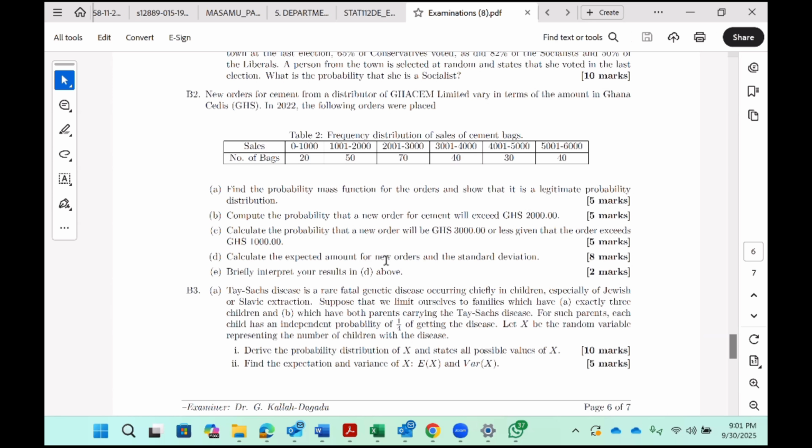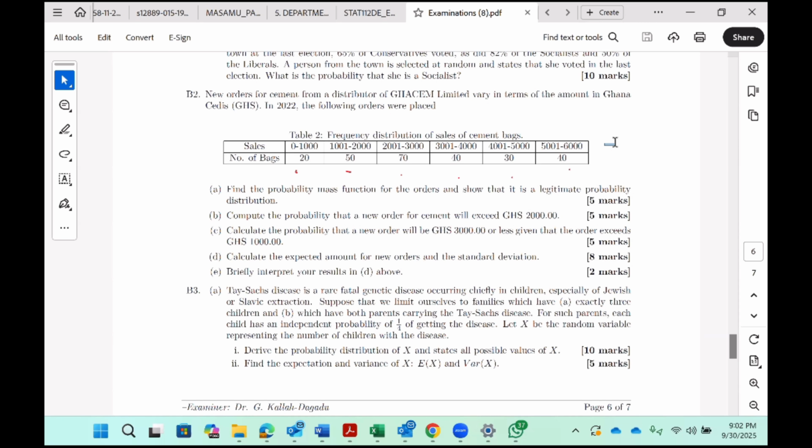So all that I need to do for A to find the probability mass function, you find the midpoint for the sales. The midpoint for 0 to 1,000 will be 500. Also 1,001 to 2,000, you find the midpoint for all of these. That will give you your sales. Then to get the relative probabilities, you add 20 plus 50 plus 70 plus 40 plus 30 plus 40. That will give you a total frequency.